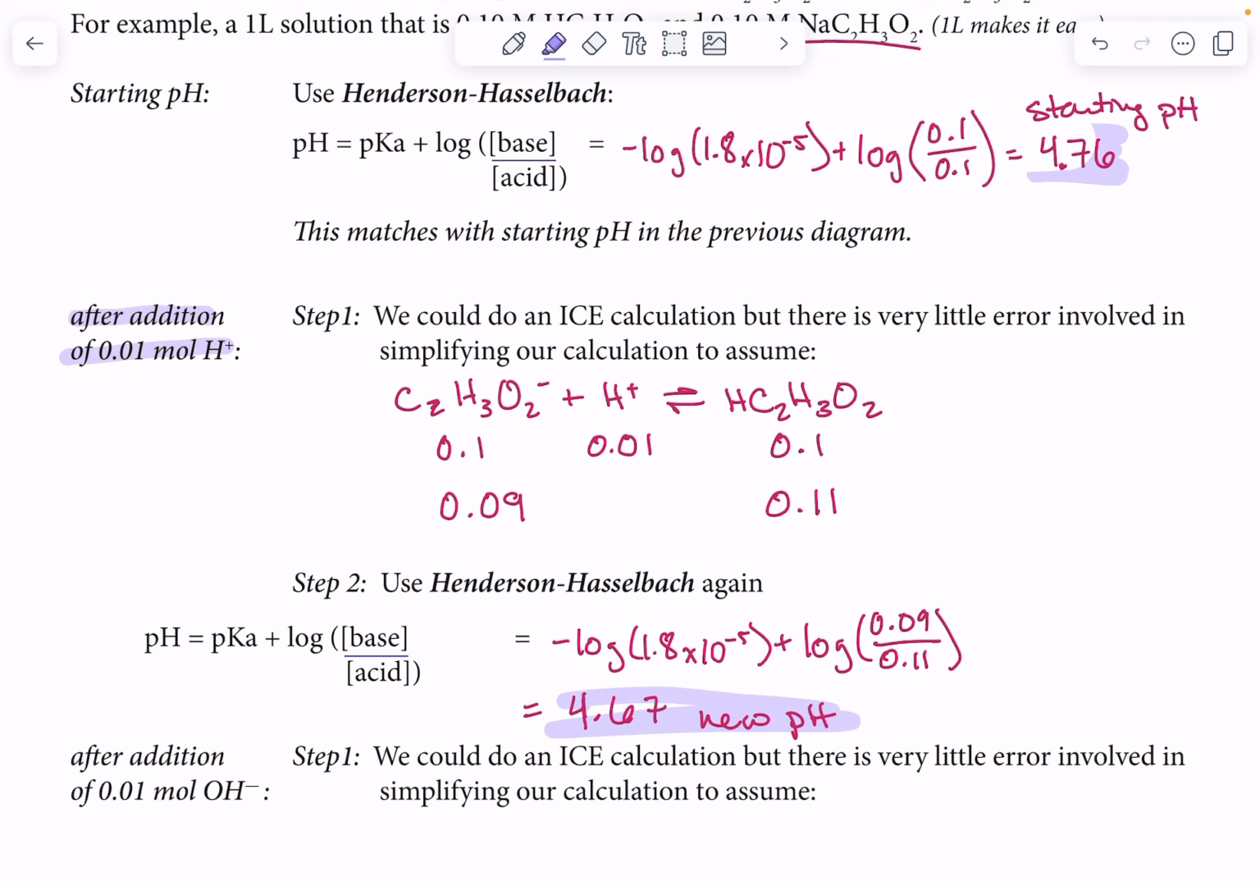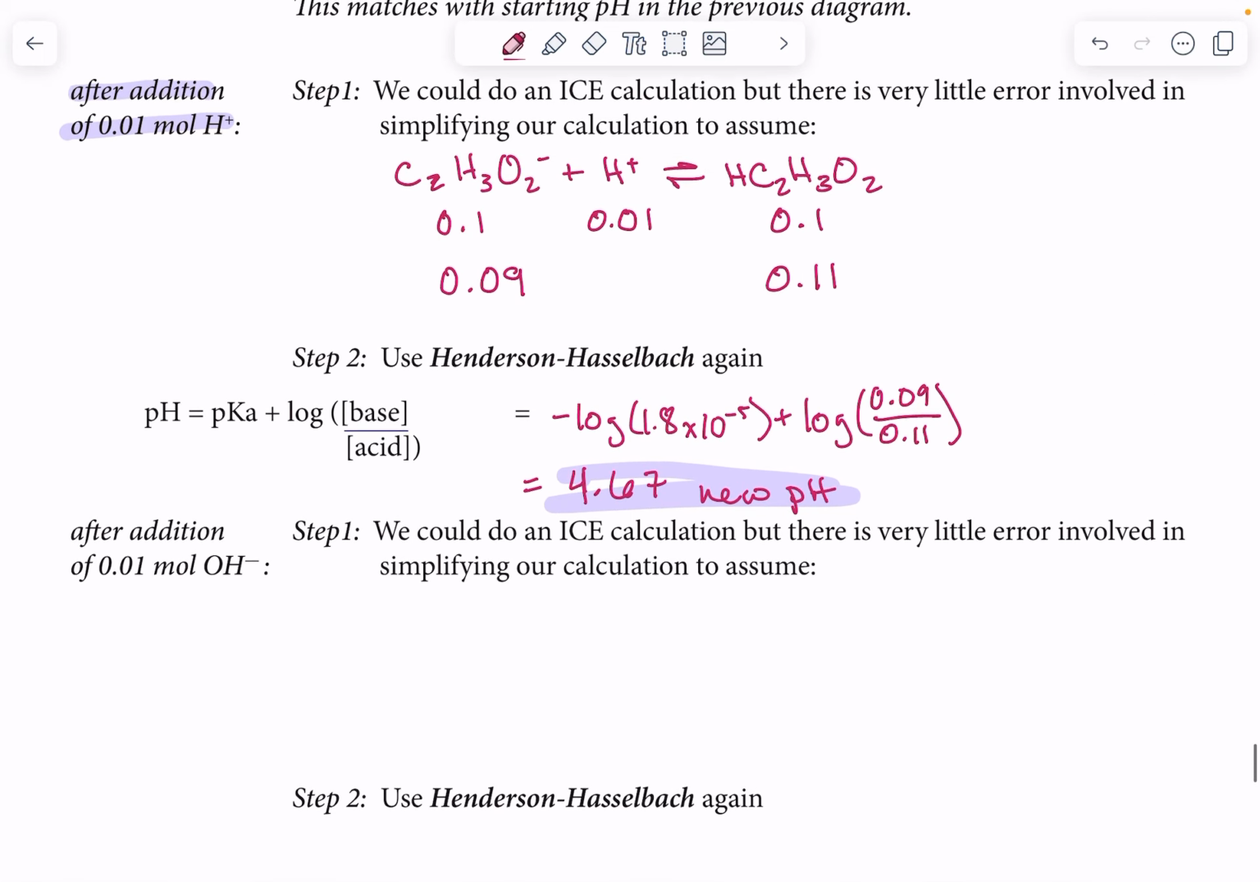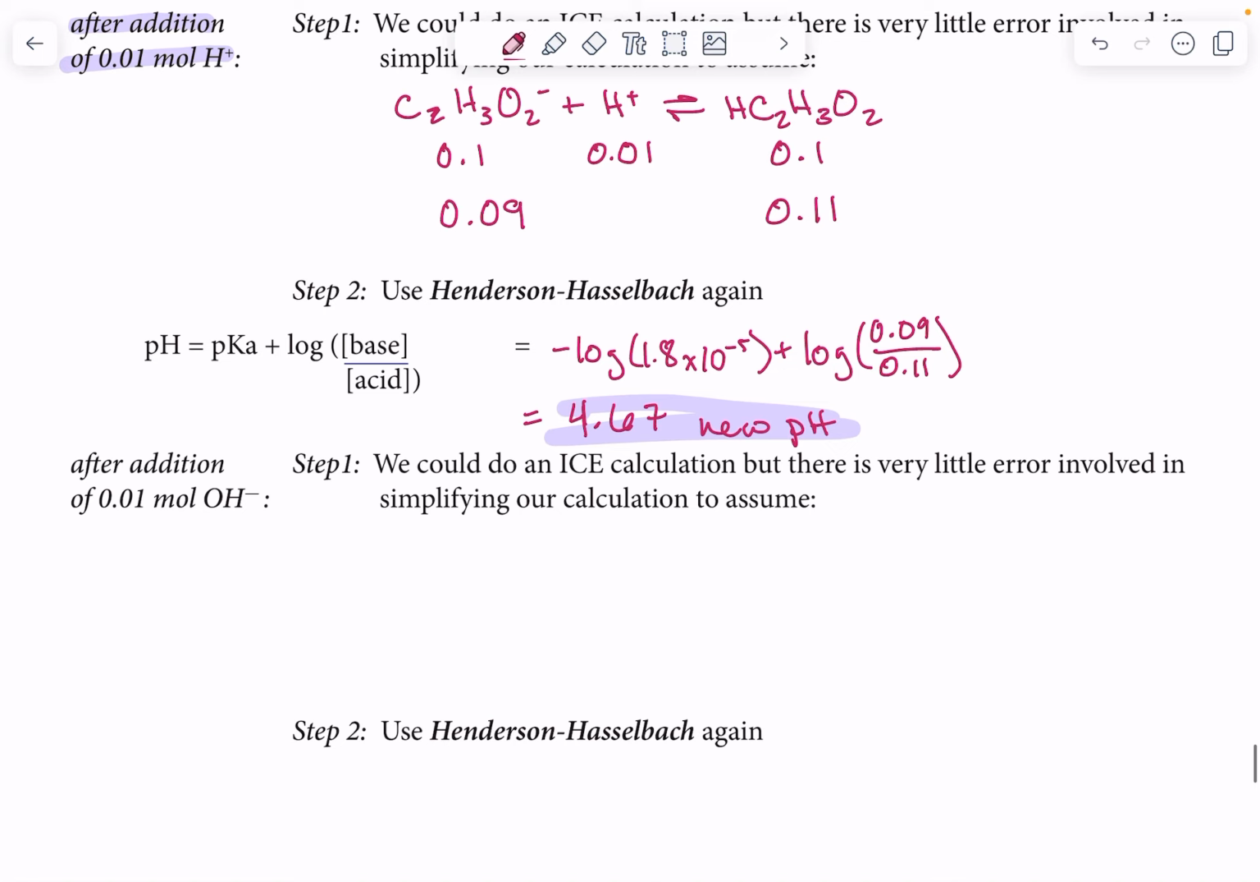We can look at it the same if we add some base. Here, I can't remember if this question is set up to add to where we were or to start from the beginning. Let's treat it as if we're starting from the beginning. So, new situation. We've got the same buffer. We haven't added acid. This time we're going to add base. Our base is going to react with our weak acid, which is starting at 0.1.